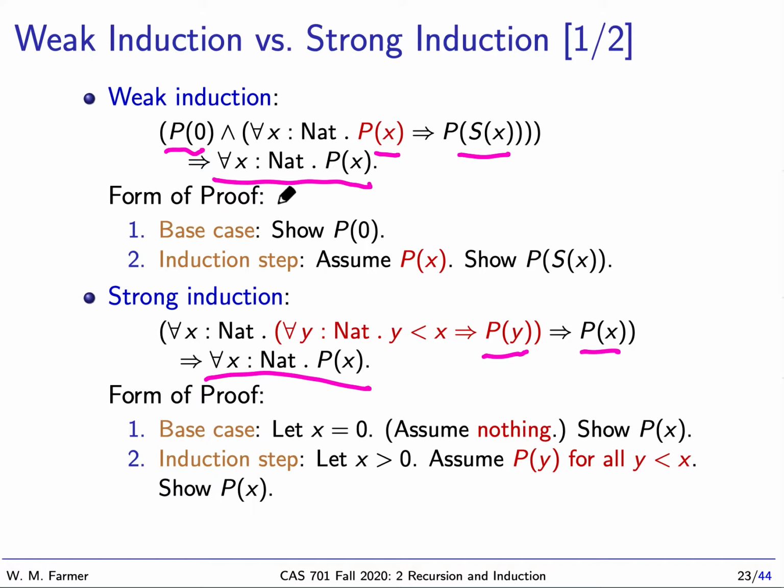So when we're doing a proof by weak induction, we start with the base case. We show that p of 0 holds. Then we assume p of x, and then we show that p of s of x holds. It's a little different for strong induction. We let x equal 0, and then we show p of x. And then we let x be greater than 0, and we show p of x assuming p of y for all y less than x.